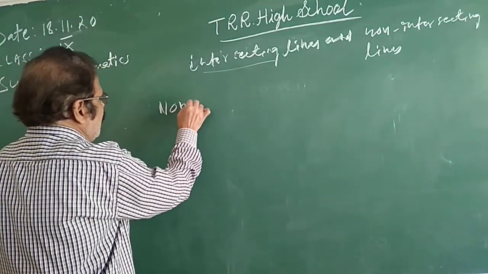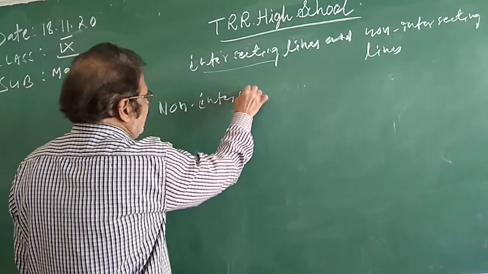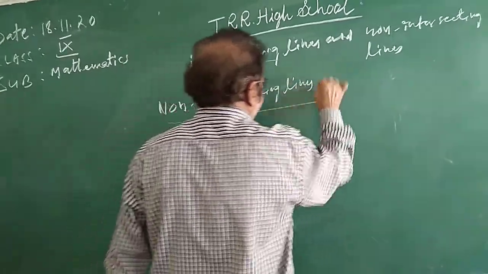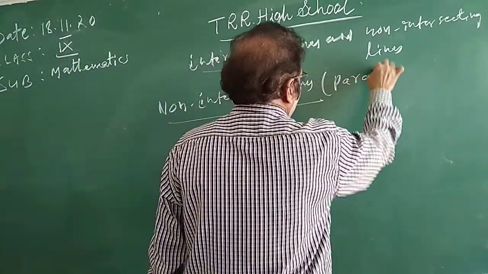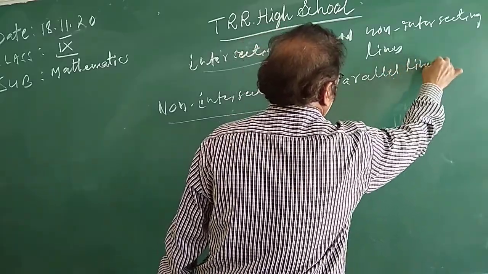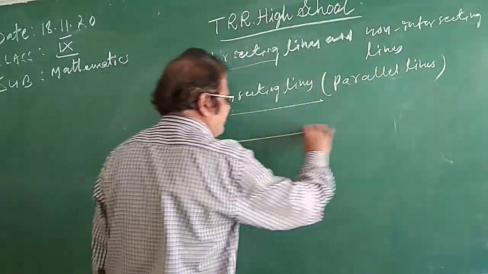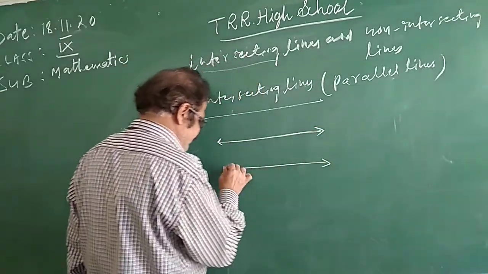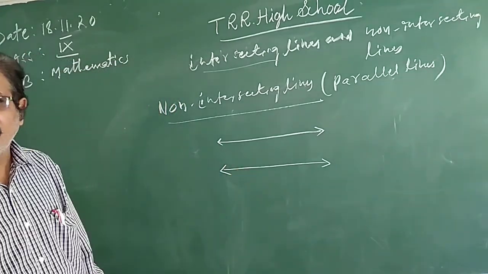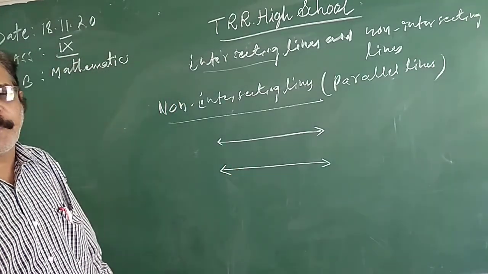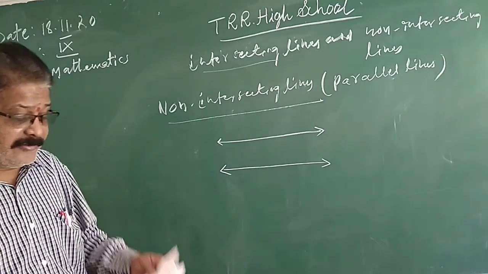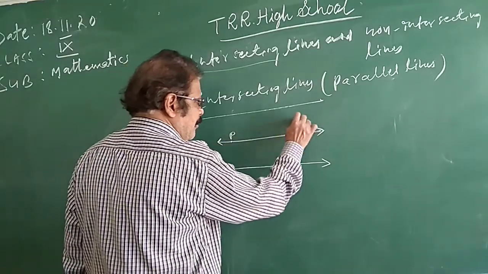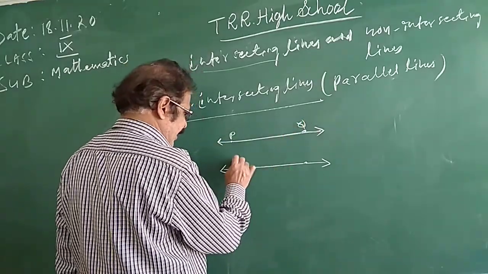Non-intersecting lines are called parallel lines. Non-intersecting means they don't intersect. For example, this line is there, this line is there. Are these two lines intersecting? They don't have any common point. They are called non-intersecting lines. This is the PQ line, and this is the RS line.